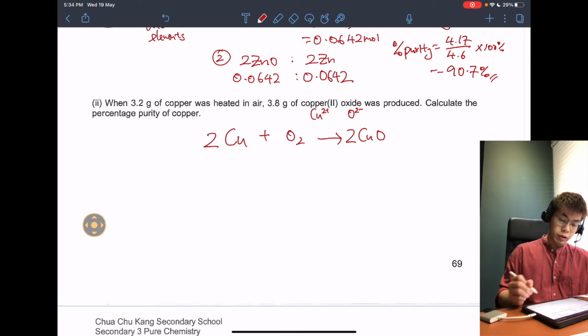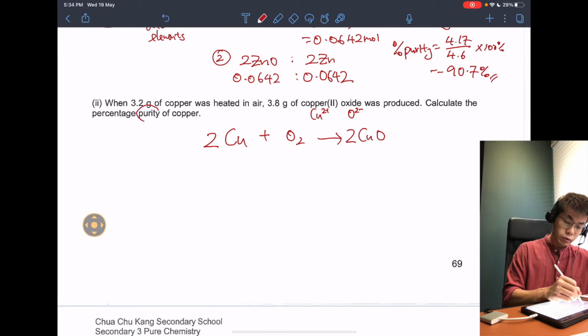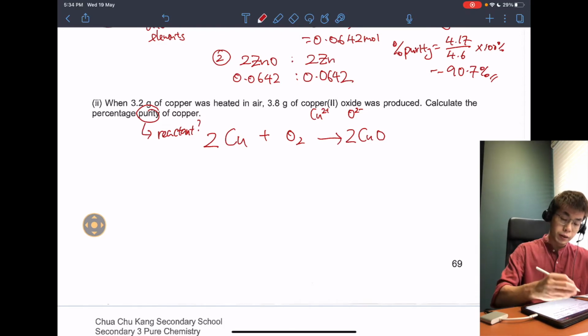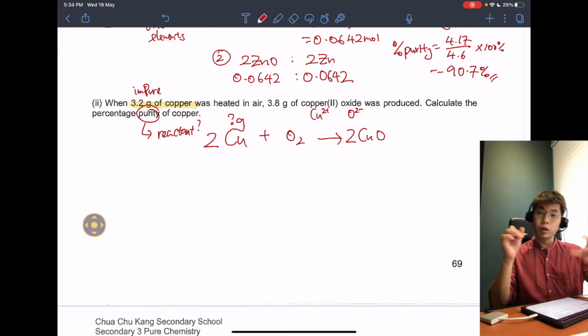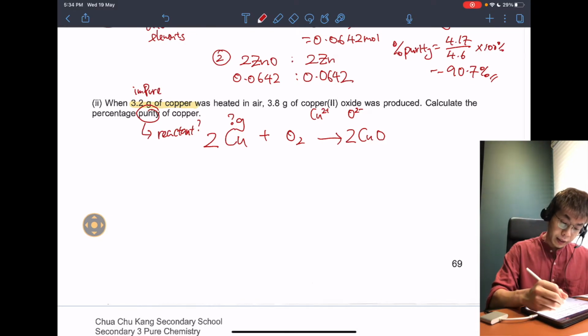So they asked me to calculate percentage purity. So I am interested in reactants. So reactant has to be question mark. So reactant is copper. So question mark gram. I would like you to also highlight 3.2 grams of copper. This is impure copper. This is impure copper, 3.2 grams. And I get 3.8 grams of copper oxide.